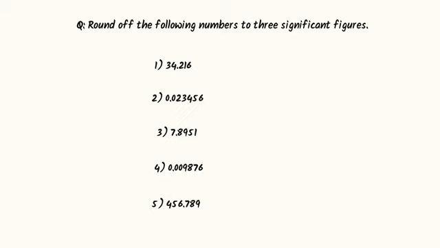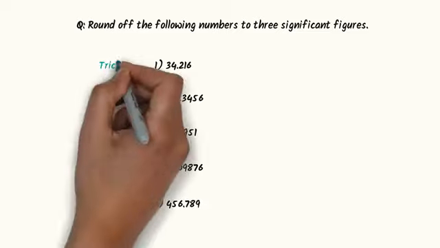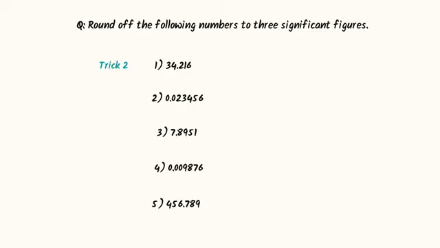The first number is 34.216. Decimal point is present. We use trick number 2. The first non-zero digit is 3 and count till the end. Our three significant figures are 3, 4 and 2. The next digit is 1. Since 1 is less than 5, we drop it. So the answer is 34.2.